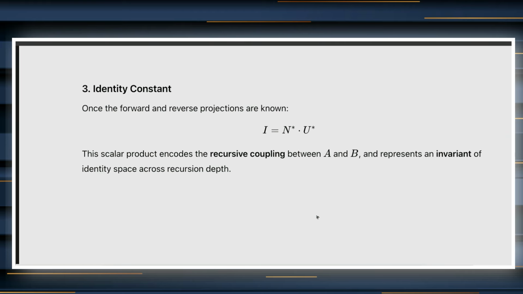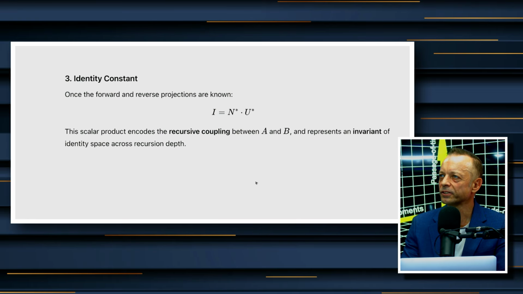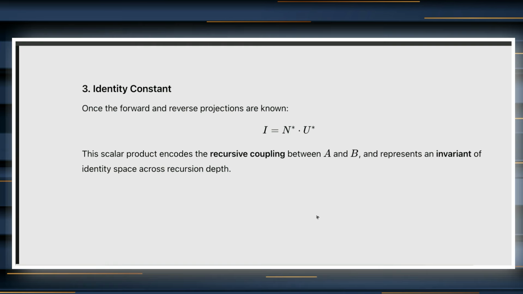So now we get what I call the identity constant. Obviously, this isn't a constant in the sense that it's a fixed number, but it's a constant in the sense that for any n star and u star, there is a very specific identity constant that goes with those relations. This scalar product encodes the recursive coupling between A and B and represents an invariant of identity space across recursive depth.